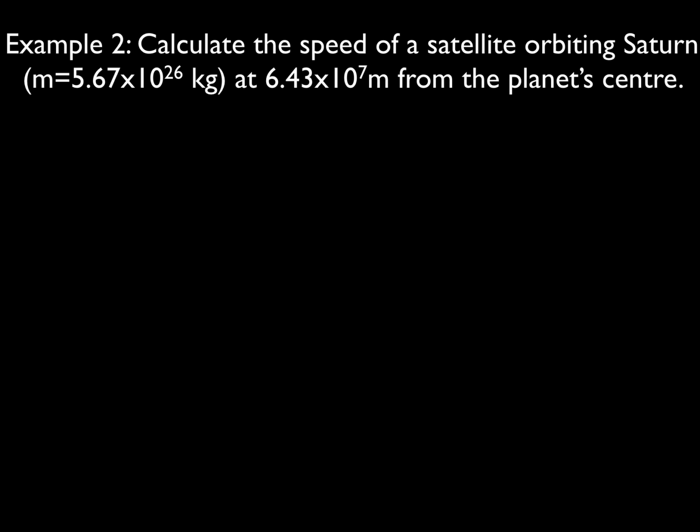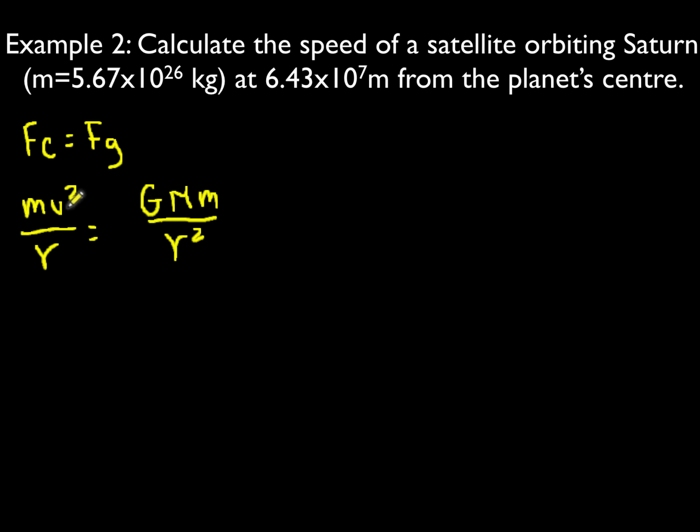Example 2. Calculate the speed of a satellite orbiting Saturn at 6.43 times 10 to the 7 meters from the planet's center. Fc is mv squared over r, and Fg is Mm divided by r squared. Cancel out m and cancel out one of the r's to get v equals root GM over r.